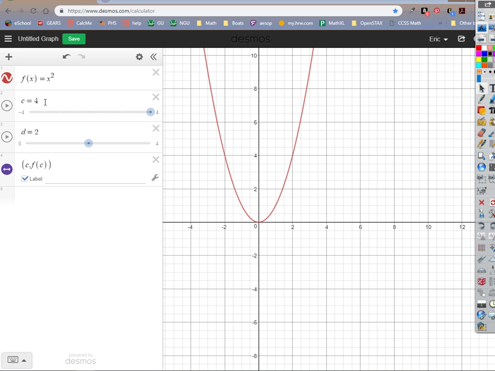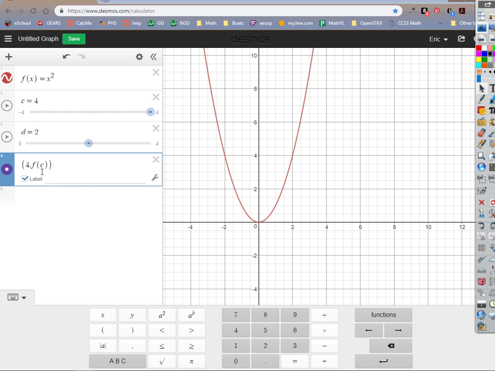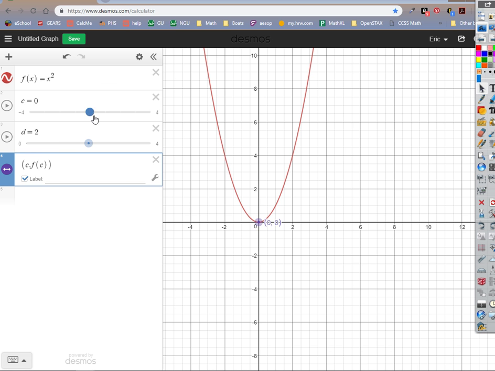So c is going to equal 4. So I'm just going to put a 4 in there. Let's make it smaller than that though. 1. It's too big. There it is. Maybe that's what was going on, the c slider. I was just being a dummy. Oh, there we go. Okay, perfect. So there's c, f of c.